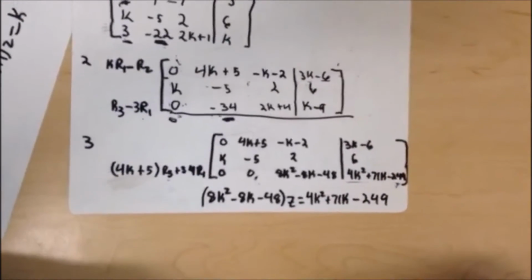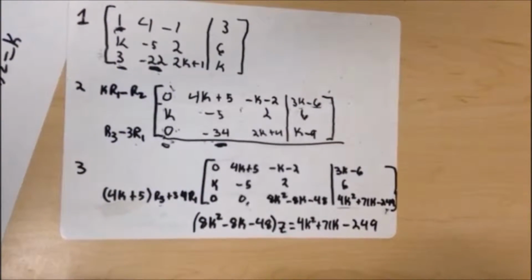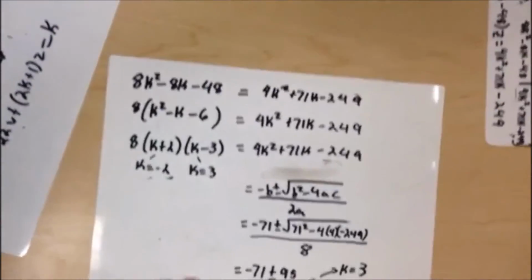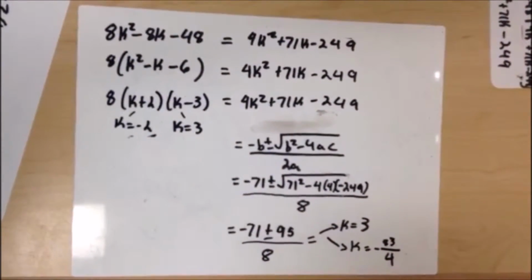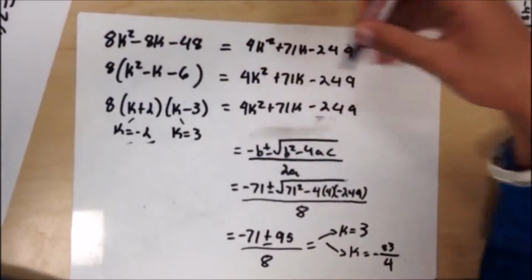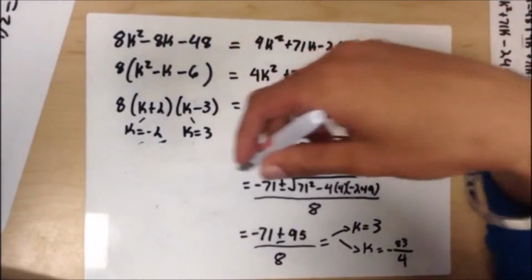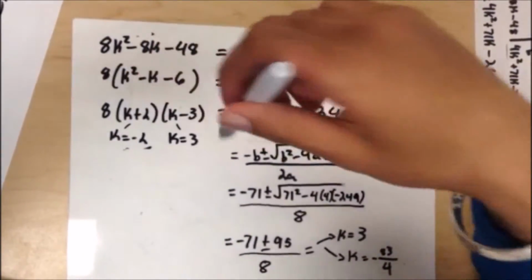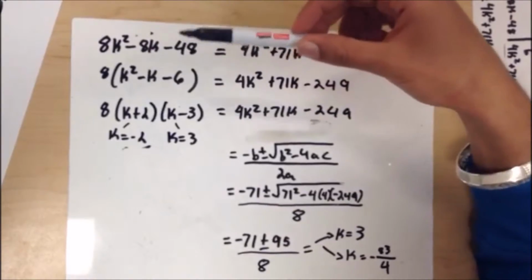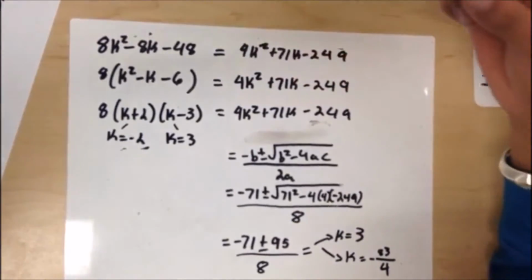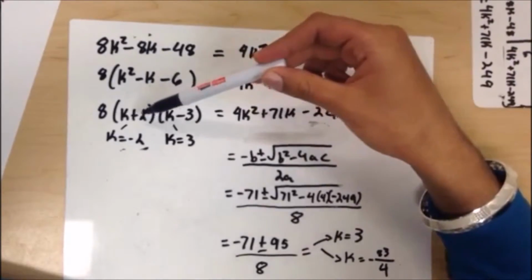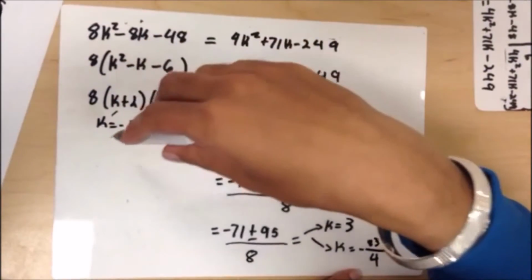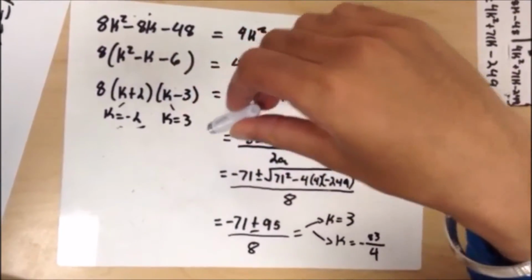So what we're trying to get is 0z equal to 0 to get the line solution. So now we took those two expressions in the third row and set each equal to 0, and then we factored the equations. In the first equation I factored out the 8 first, and then I found two values that multiply to -6 and add to -1, which were +2 and -3. So in conclusion, that gives us k equals -2 and k equals 3.